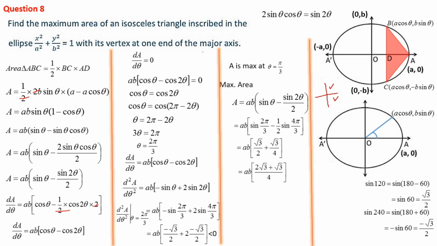Then we can take the LCM here, 2 and 4 LCM is 4. Then AB outside as it is, then here denominator is 2, that means we have to multiply by 2, 2 root 3 plus root 3. 2 root 3 plus root 3 is 3 root 3 into AB by 4 square units. So this is the maximum area which is required for us, 3 root 3 AB by 4 square units.